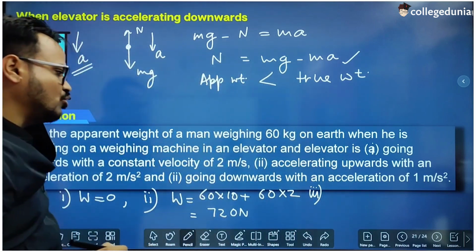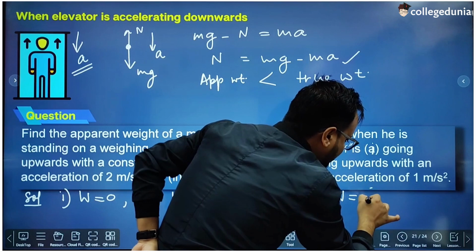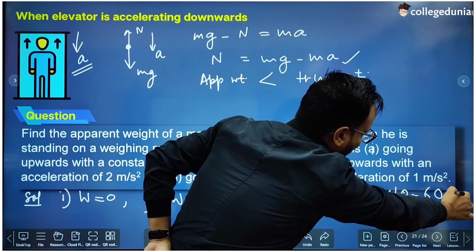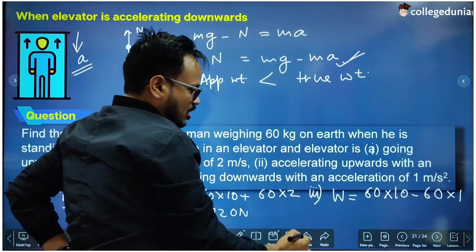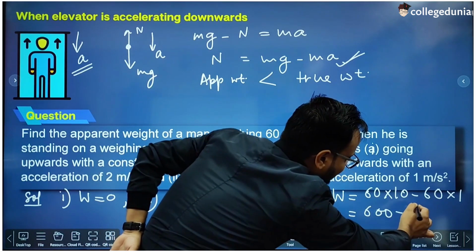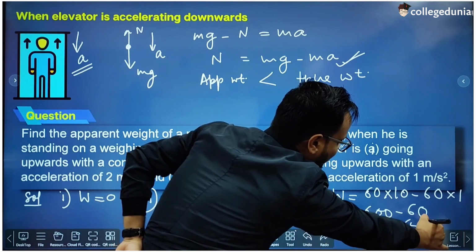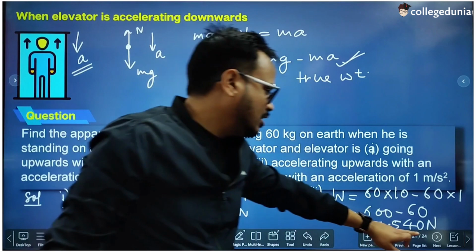And in third case, it is going downwards with an acceleration of 1 meter per second. The apparent weight that the machine is going to show is 60 into 10 minus 60 into 1. Now in case of downward direction, we are applying this equation. So W is 600 minus 60, that is 540 Newton. Right? Now let's take one more question.